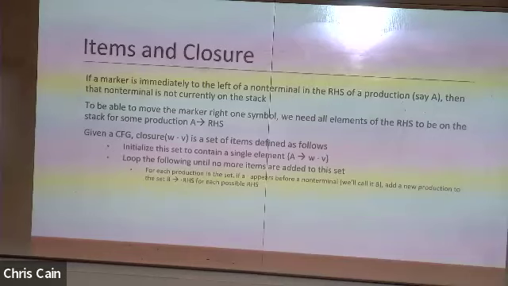For every production in the set, so we're going to start with just that one, we're going to figure out if the dot appears before a non-terminal. We're just going to call this B for the sake of argument. So we're going to add a new production to the set, B arrow dot the right-hand side, for every possible right-hand side where you have B arrow something.